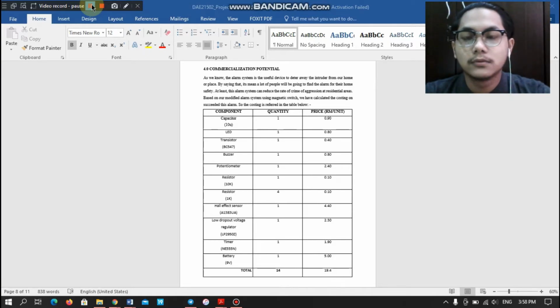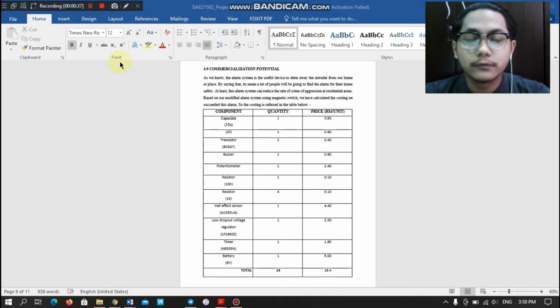Today I'm going to explain about the commercialization potential for our project, which is the alarm system using the magnetic switch. Okay, so I will start.